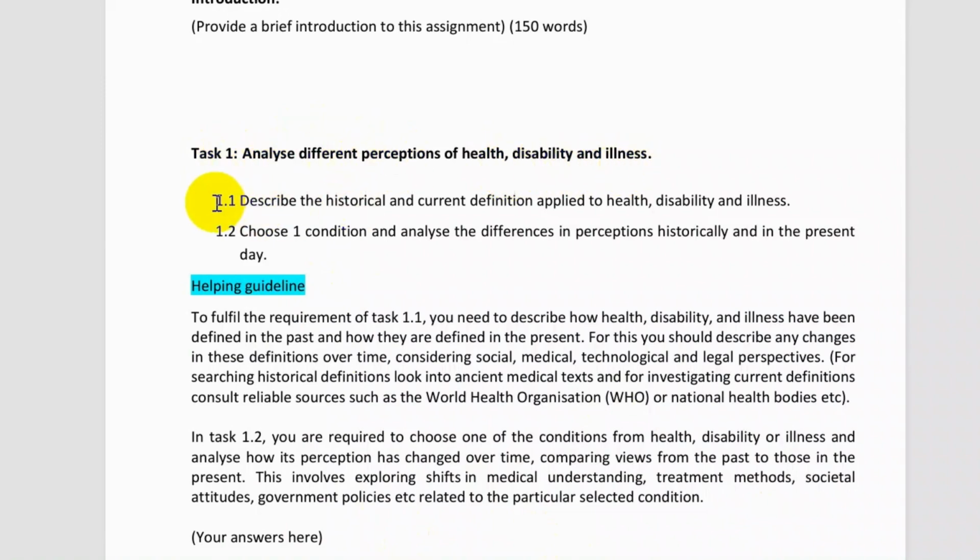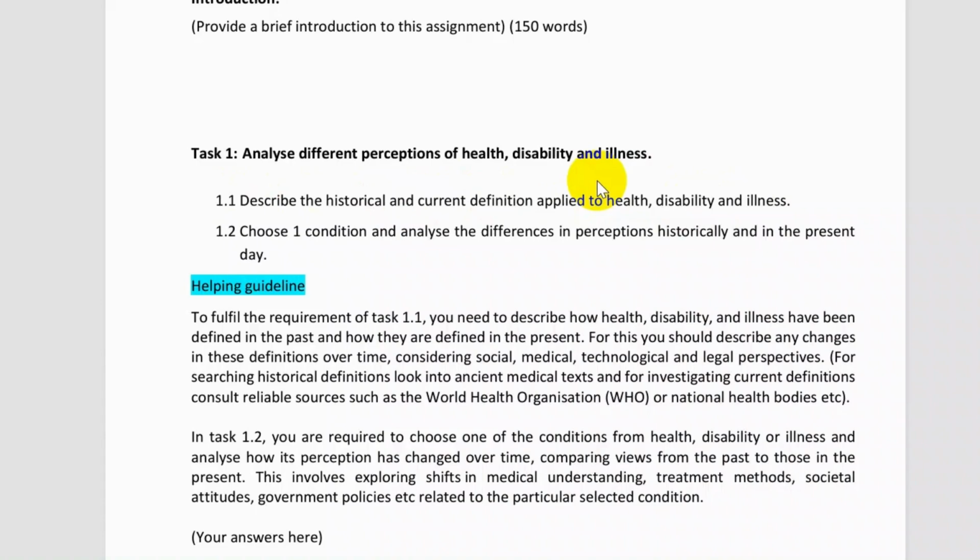Now, let's start discussing learning outcome one, which is to analyze different perceptions of health, disability, and illness. In which, for the assessment criteria 1.1, the first thing that you need to do is describe the historical and current definition of health, disability, and illness. For this criteria, you need to think about how these terms, like disability, health, and illness, were understood centuries ago as compared to how we define these terms today, right?